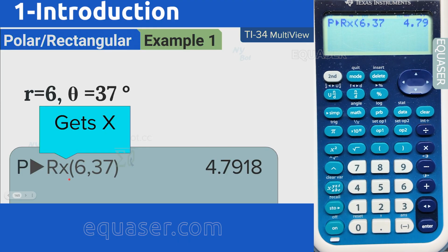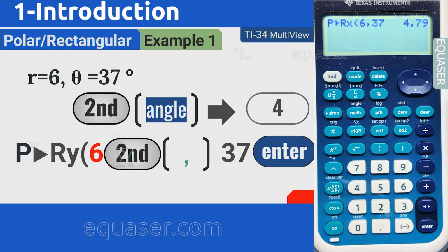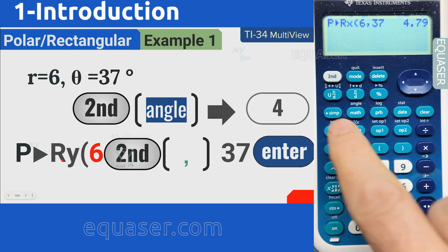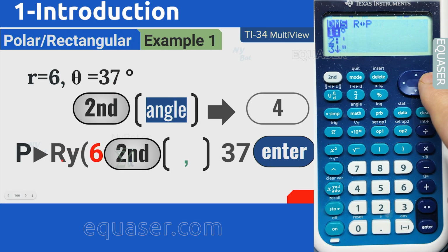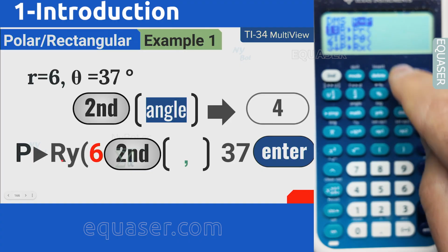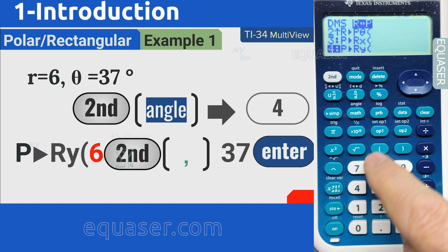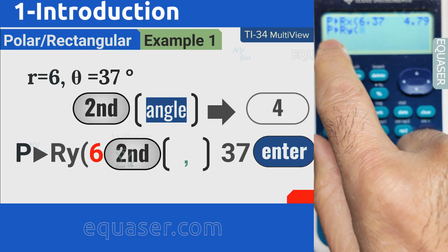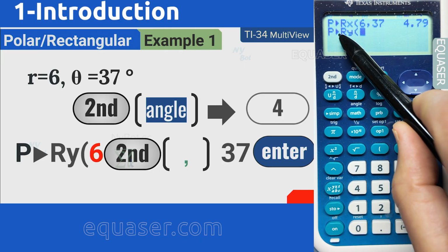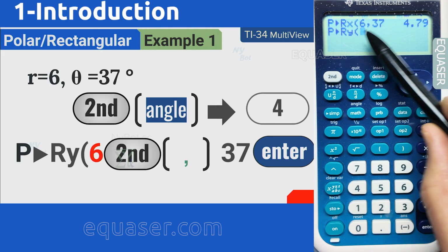This says get x, and this is the x value. Now to get y, press second function angle, go to the right, and then number 4 at the bottom. You can scroll down, we just press 4. So this means from polar to rectangular, get me y.